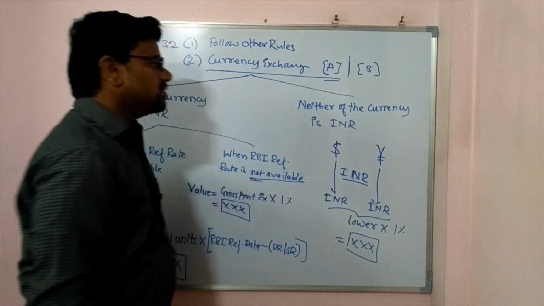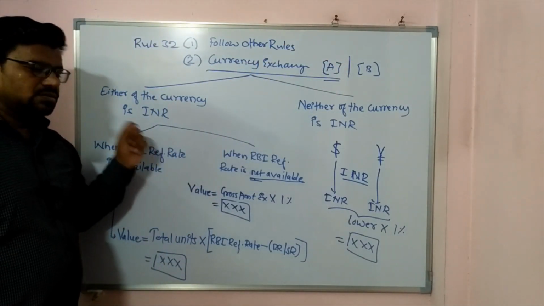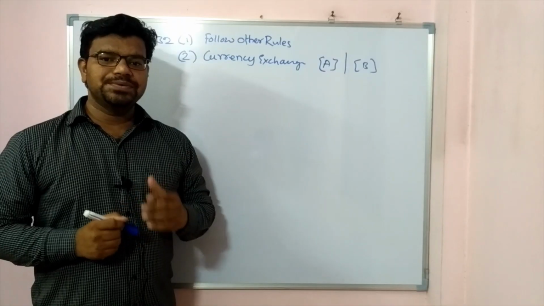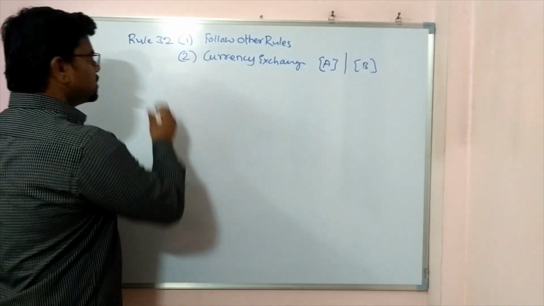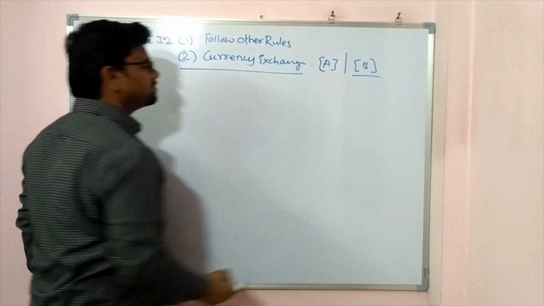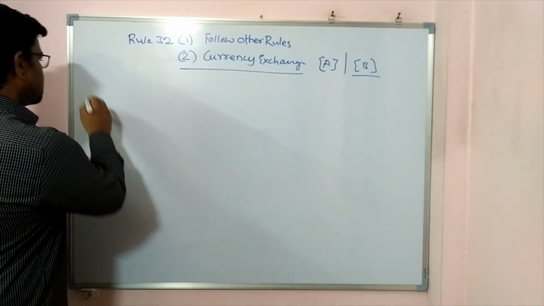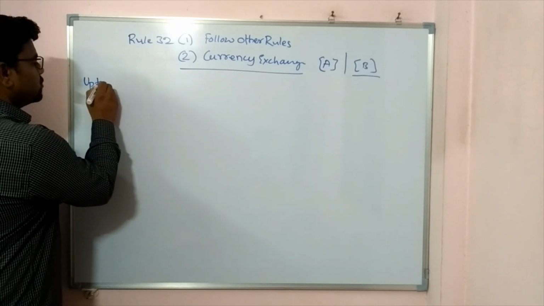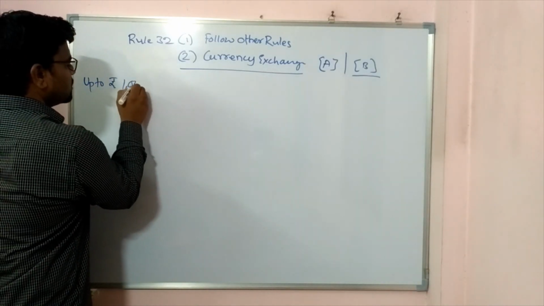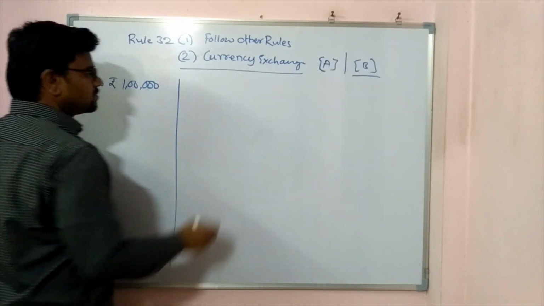Now we will start with part B. What is it? How to calculate? Here it is. Now we will start with rule 32, sub-rule 2, currency exchange, part B. This is like your income tax slabs. Up to rupees 1 lakh exchanged, I will make a partition here.